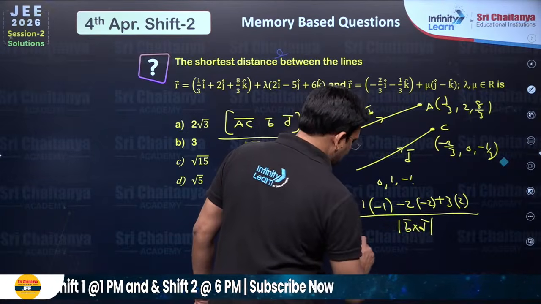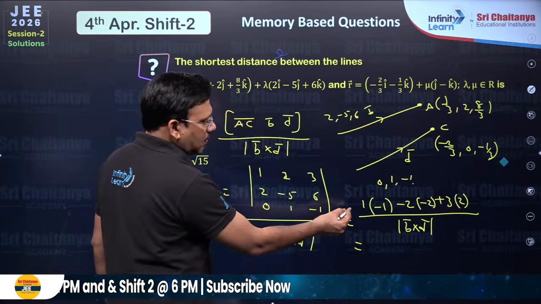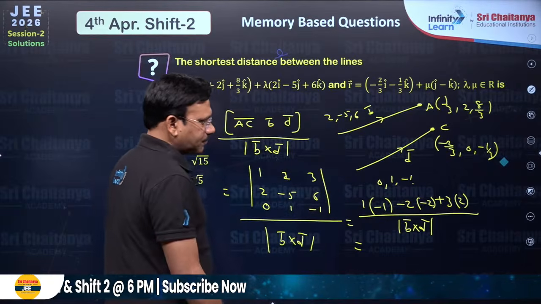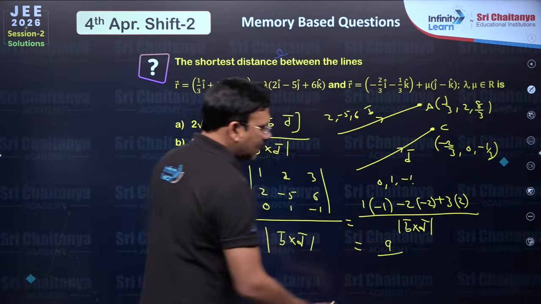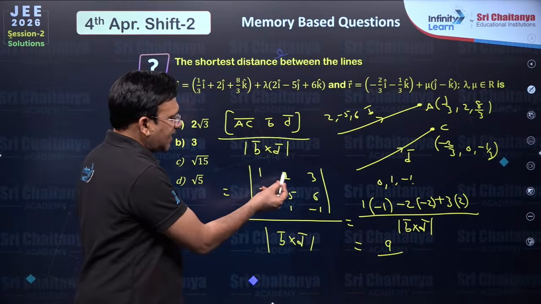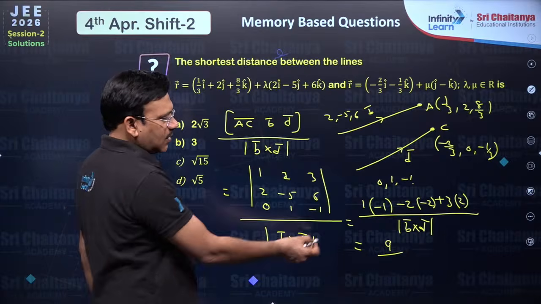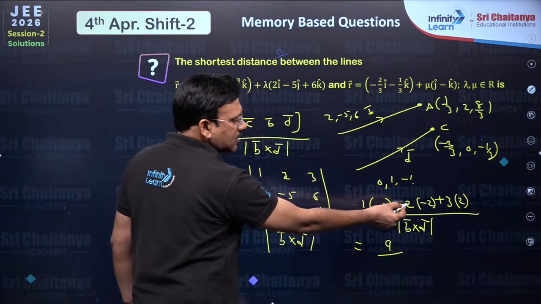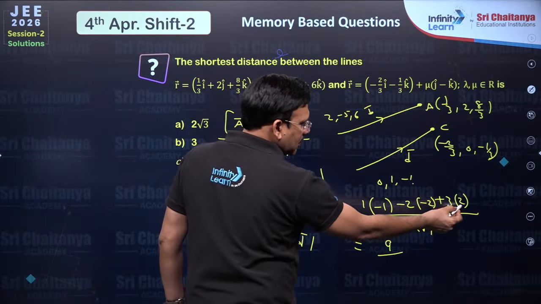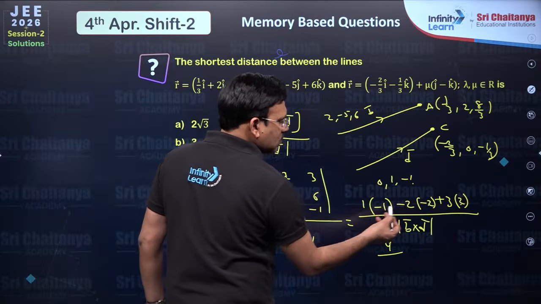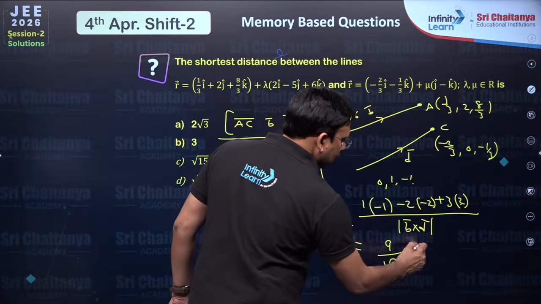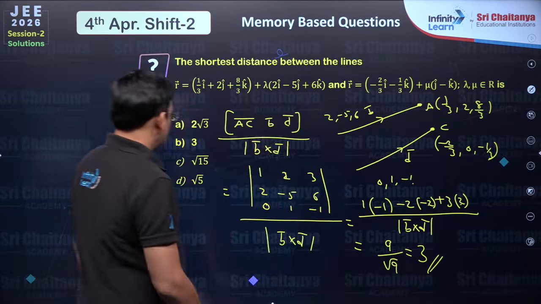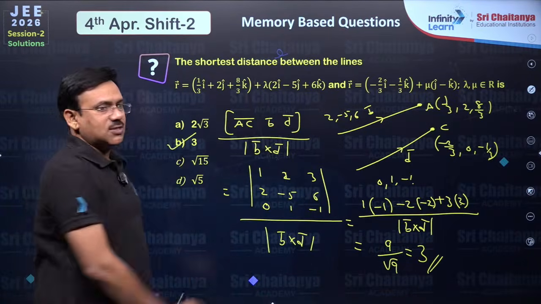You know, B cross D, this is going to be minus 1 plus 4, this is 6 plus 4, 10 minus 1, 9. B cross D is nothing but i cap, j cap, k cap, this will be same. You will get here i cap into this, j cap into this, k cap into this. This is root of 2 square minus 2 square plus 1, root 9, which is going to be 3. 3 is the answer for this shortest distance.